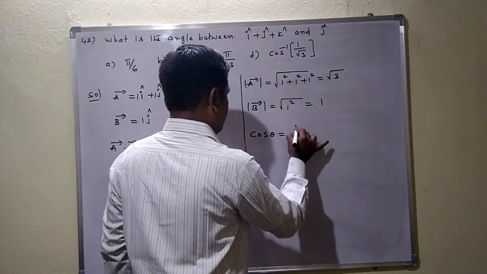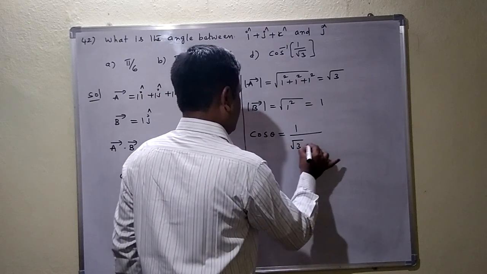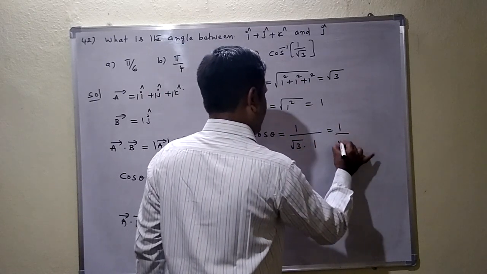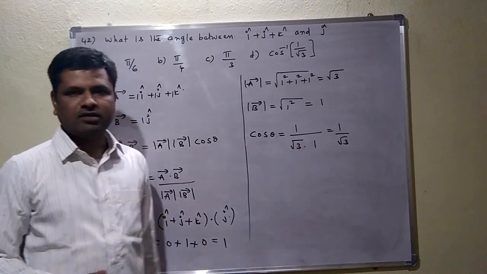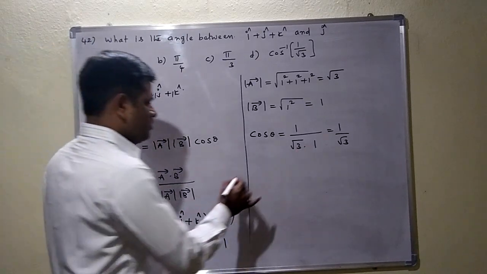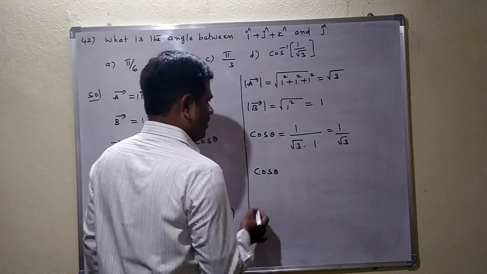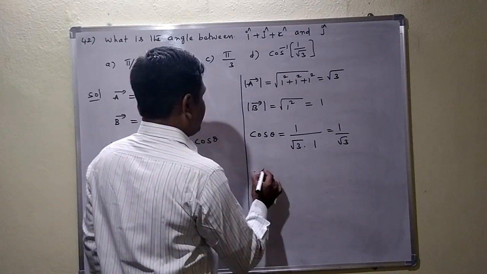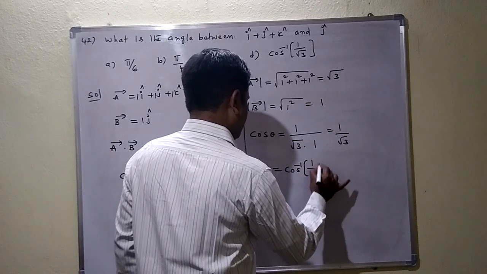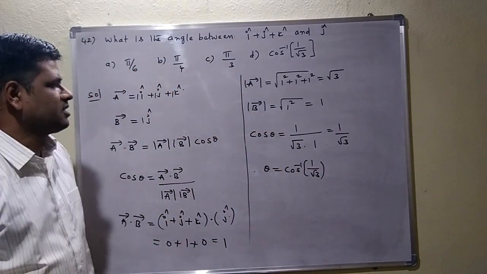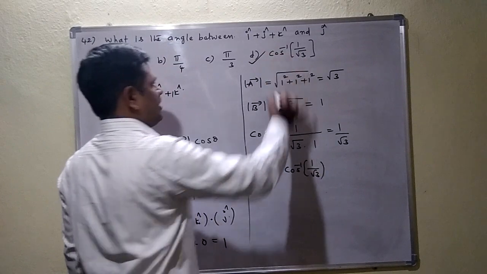Cos theta is equal to 1 by root 3 into 1, which is equal to 1 by root 3. All the values we are substituting in this equation. So cos theta is equal to 1 by root 3, and from this we can get theta is equal to cos inverse 1 by root 3. Which option is correct here? D option is correct here.